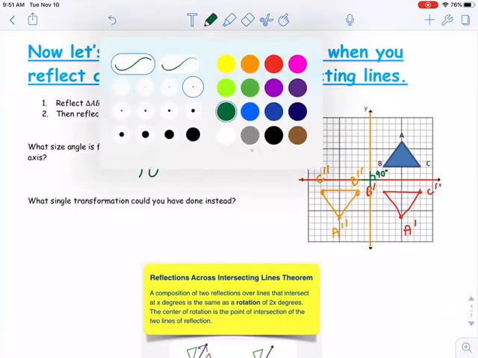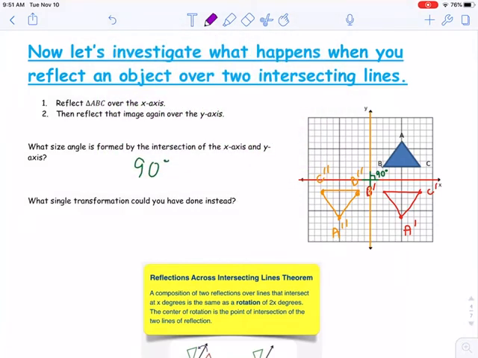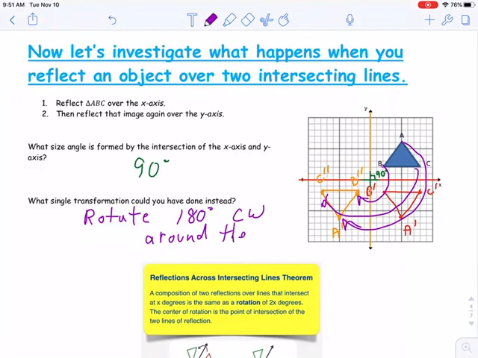Well, notice. Let's see how good I can draw this. Probably not very, but I could have rotated 180 degrees clockwise around the origin. All right, I could have done that instead. All right, so when you reflect over intersecting lines, a double reflection over intersecting lines, it's the same as a rotation, double the degrees of the intersection.